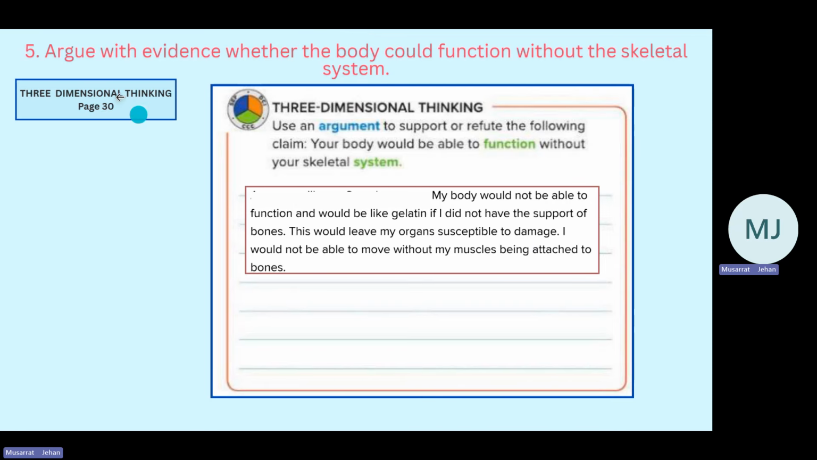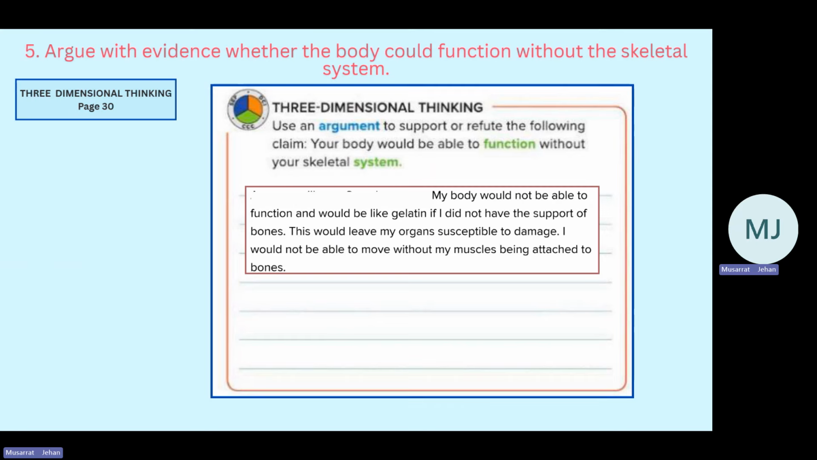3-dimensional thinking, page 30. So here it says use an argument to support or refute the following claim. Your body would be able to function without your skeletal system. Do you think your body can function without your skeletal system? No. Your body cannot function without the skeletal system because your body then would become like a gelatin, because the skeletal system is giving support.